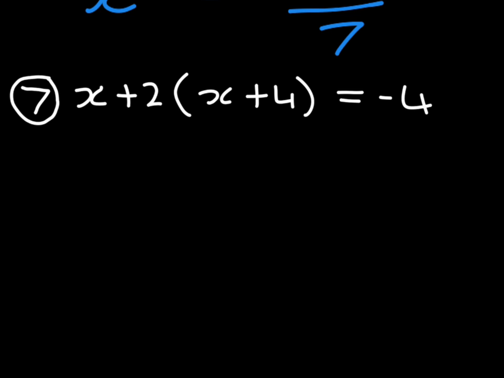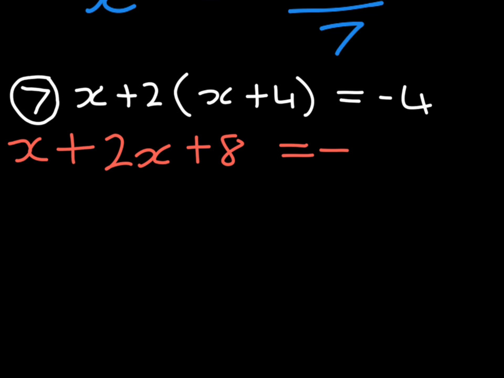For question 7, we have x plus 2 times, in brackets, x plus 4 equals minus 4. Now, once again, before we can continue with step 1 and 2, we need to multiply the 2 into the brackets. So, on the left-hand side, we will have x plus 2 times x is 2x, and 2 times 4 gives us 8. So we plus 8. And this all equals minus 4.